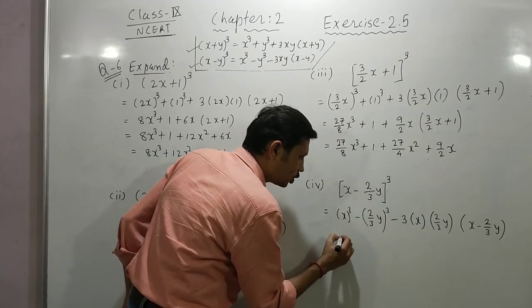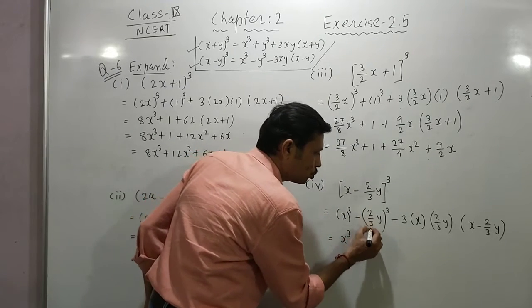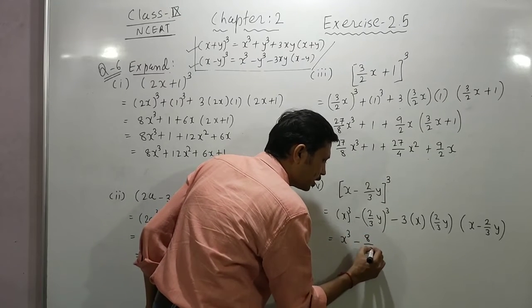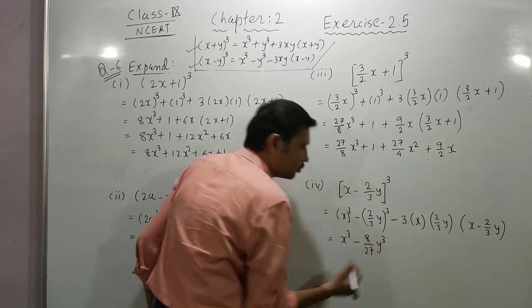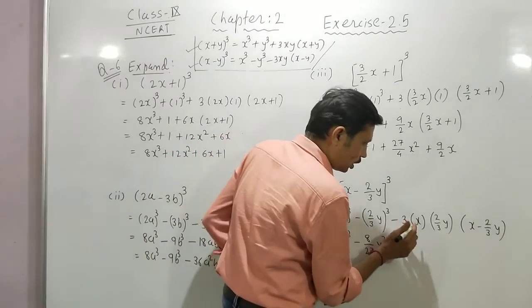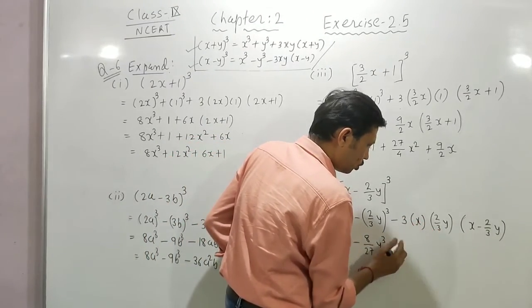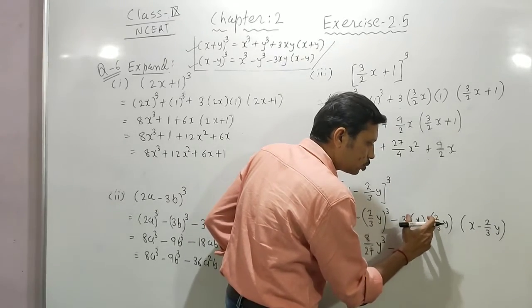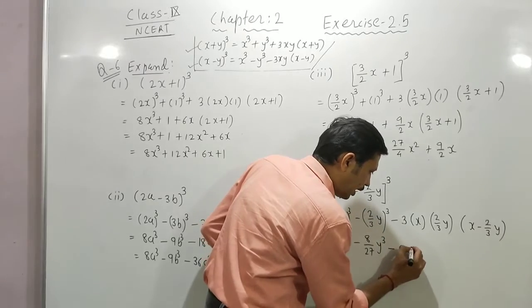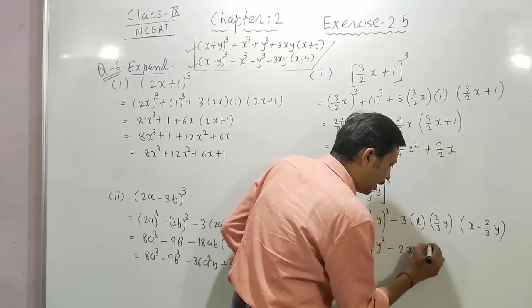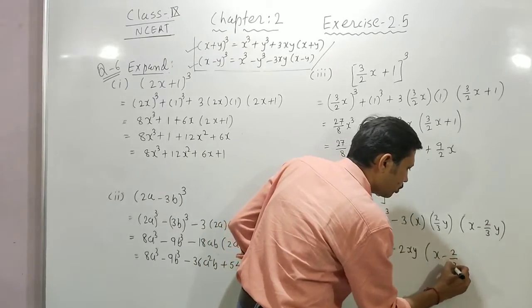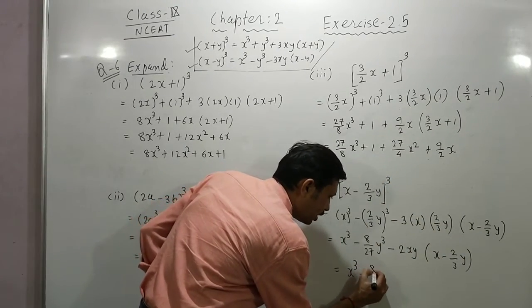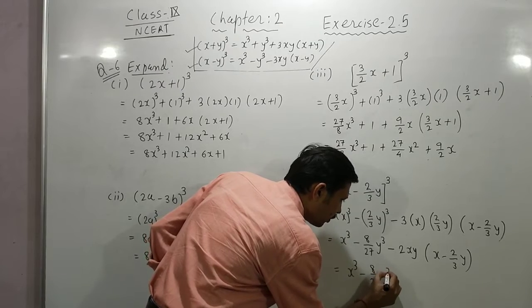Clear? Now x cubed is x cube, (2 by 3 y) the whole cube. So 2 cubed is 8, 3 cubed is 27, y cube. Then here the 3 and 3 will be cancelled out. So minus 3, 3 already cancelled out. So what is left? 2 and xy. And at last the bracket is x minus 2 by 3 y. Now further, at last x cube minus 8 by 27 y cube.